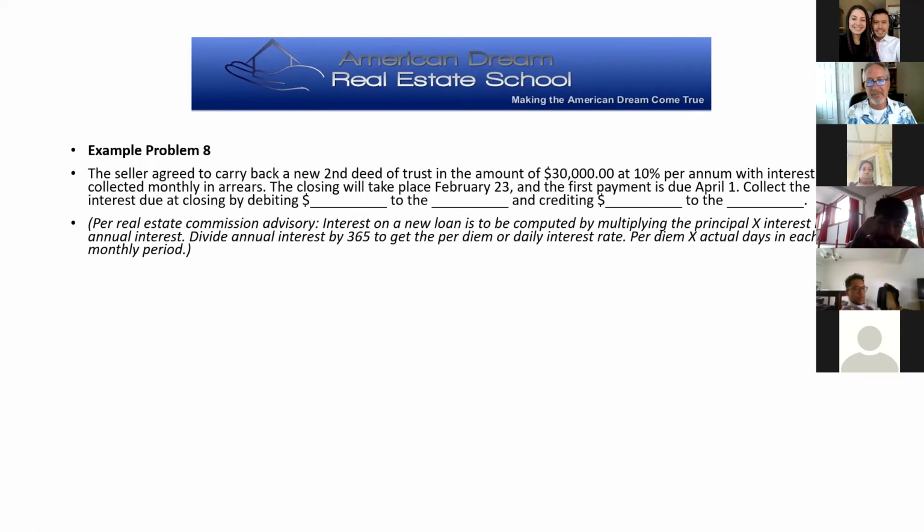Okay. Now we take that daily rate times the actual number of days in that monthly period. So closing is February 23rd. I'm going to draw this timeline out to illustrate this for you. February 23rd.